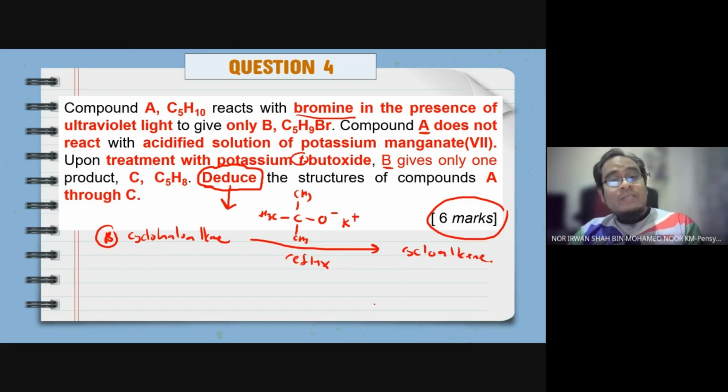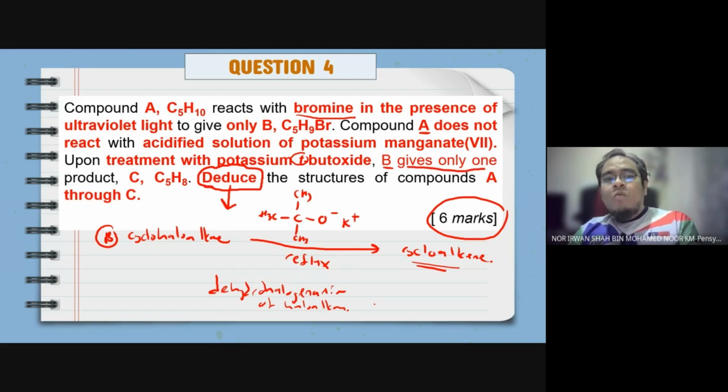Dan this reaction pun sama juga. Ini juga adalah what we call as dehydrohalogenation of haloalkane. Dan kita akan dapat cycloalkene. Okay guys, yang menariknya dalam statement yang ketiga ini, you all baca betul-betul. Dia bagi tahu kat sini apa? B gives only one product. Maksudnya apa? Maksudnya B ni apabila kita buat dehydrohalogenation, you all akan dapat satu produk saja.